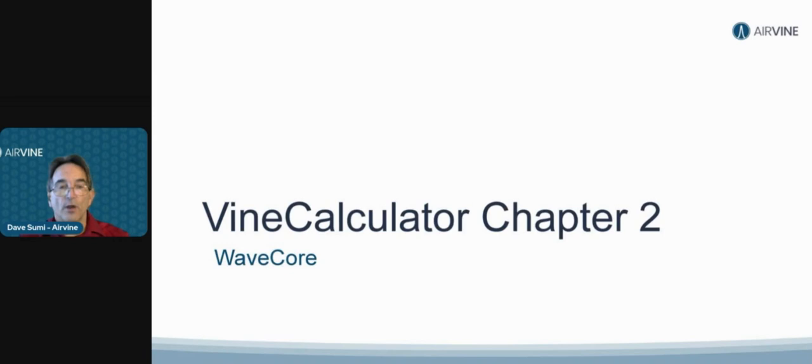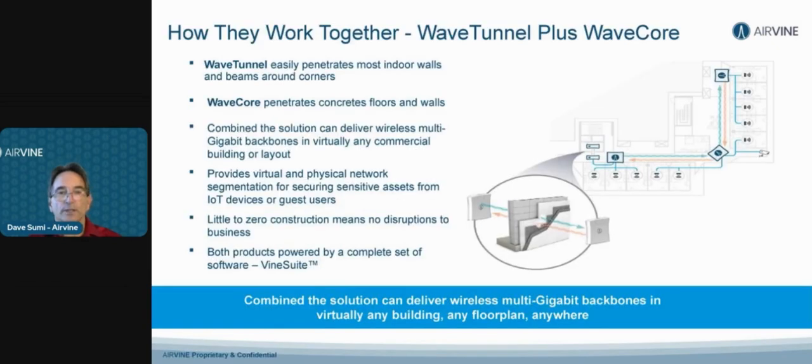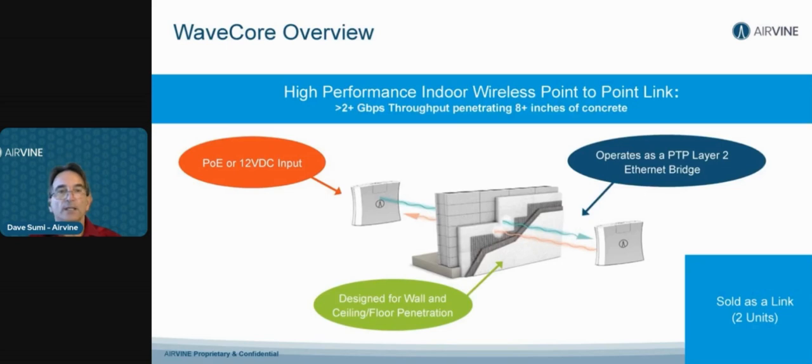So with the new product, you still have those same questions. The WaveCore was designed to go through concrete. It really is designed to go through those walls that the wave tunnel cannot. And so a quick overview of the WaveCore product: concrete floors, concrete ceilings, concrete walls. That's what this product's designed to do, but how much concrete? How far are you trying to make this system go, this point-to-point link?